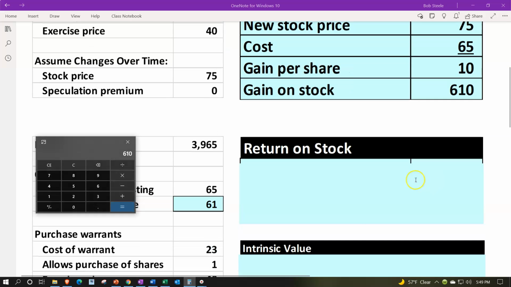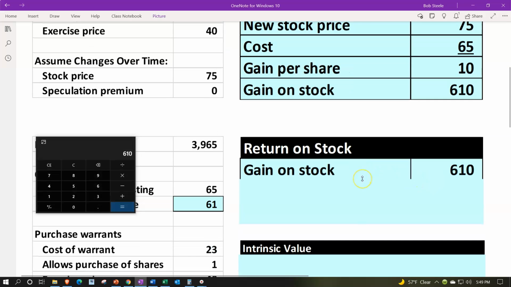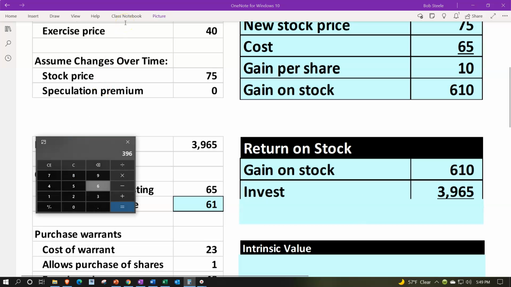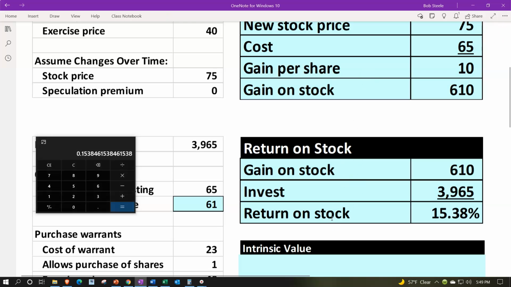We can also think of that on a percentage basis. So if we go to a percentage basis, taking that $610 and comparing it to the original investment, which was $3,965, we take the 610 divided by the 3,965, which gives us about 15.38%.